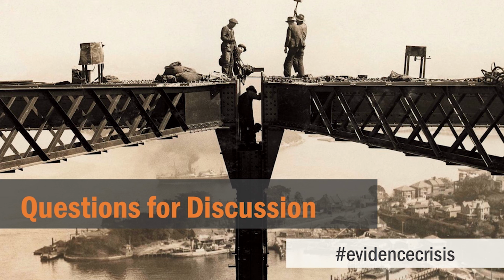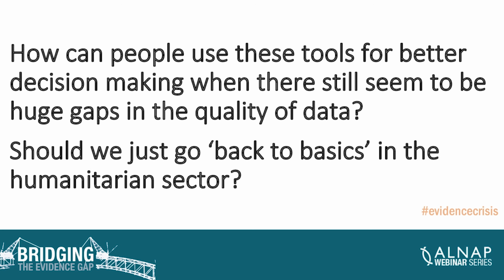When you look at systematic reviews or gap maps or the OEF, there are a number of outcome areas or intervention areas where there can be insufficient evidence to draw a conclusion about effectiveness or the best program design. This seems to be a real challenge to bringing a step change improvement in how humanitarians use evidence for planning. So how can people use these advanced tools for better decision making when there still seem to be huge gaps in the quality of data? And should we just go back to basics in the humanitarian sector and focus our efforts on better data collection? So first we'll go back to you, Joe, final answer on that, and then we'll move to Roxanne and Ellie, and then IRC.